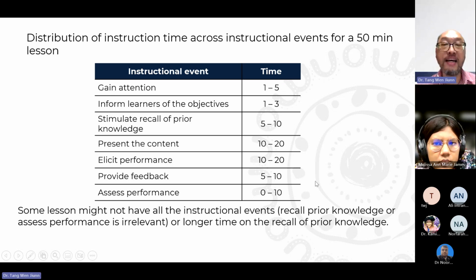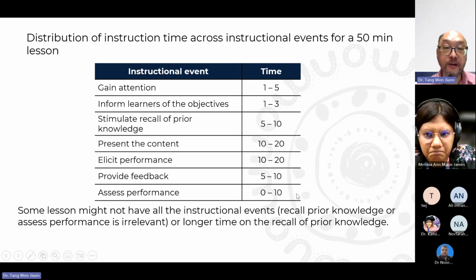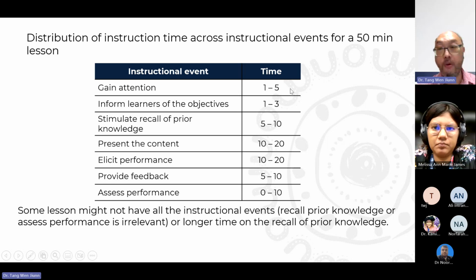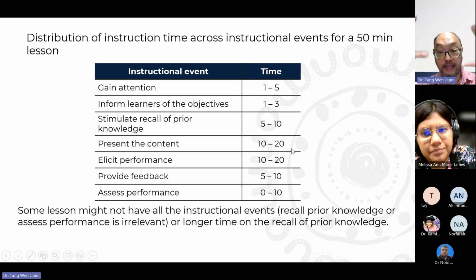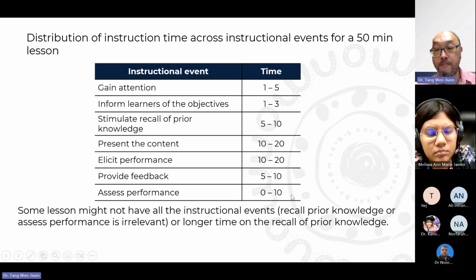It's just a reference. If we have a 50 minute lesson, which is basically like a 1 hour class, how much time should we spend on each step? Gaining attention shouldn't be more than 5 minutes. Then the presentation of the contents and elicit performance should be the bulk of the lesson. For assess performance, we can do it in class, or you can ask them to take it back as homework, submit the next day, and then you mark it and return it to them.